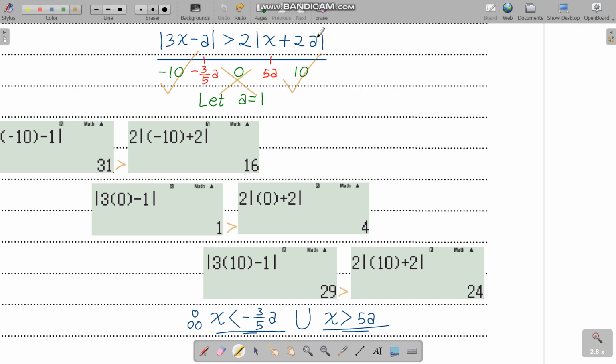So in conclusion, the final answer is smaller than the critical value or greater than the other critical value. Okay, so this is the final answer. You can use the union symbol or the word or here.